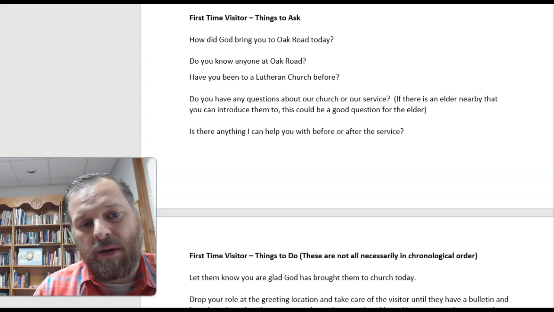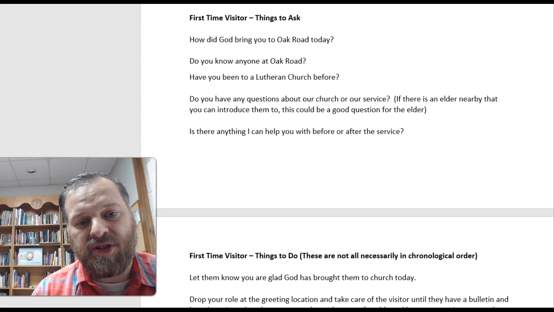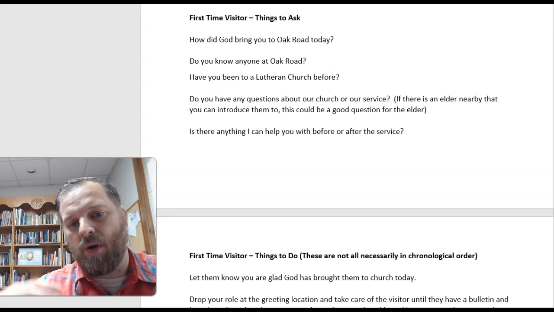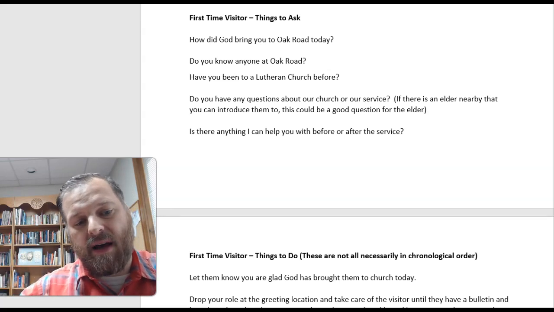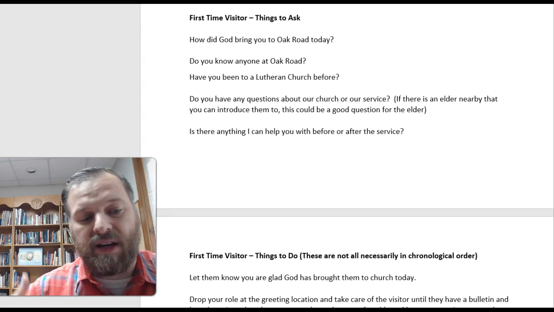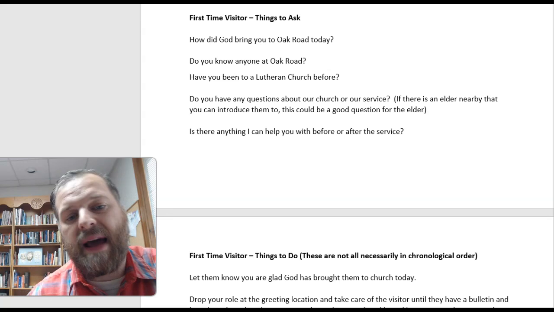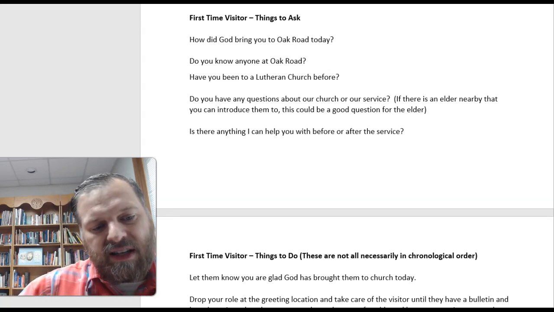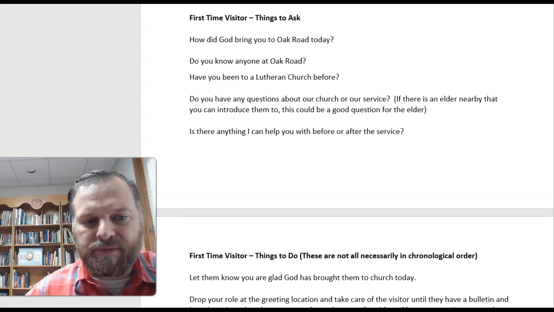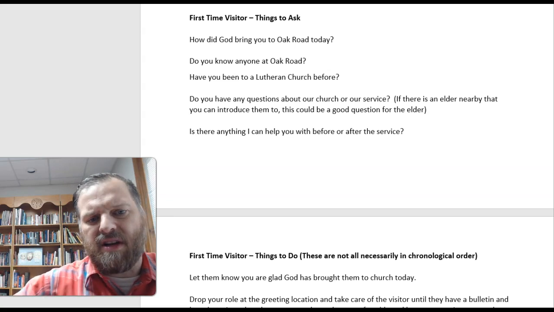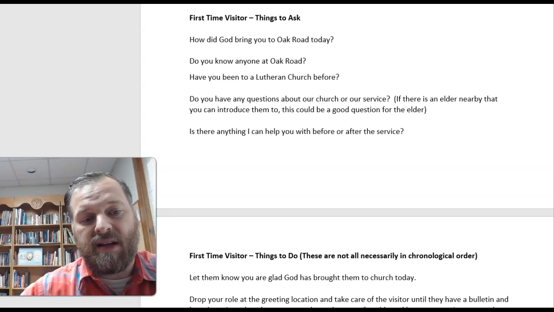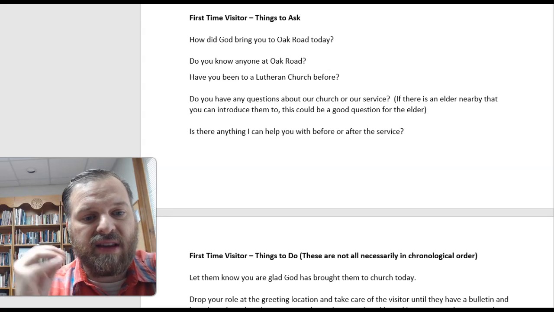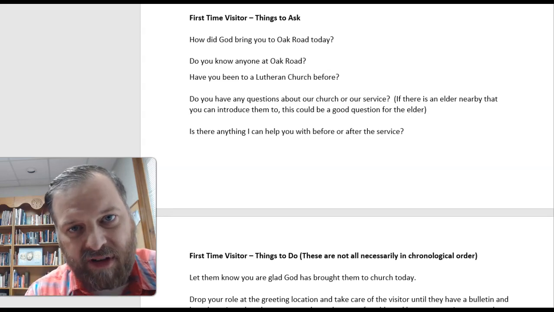If there's an elder nearby that you can introduce them to, this could be a good question for the elder. The elder assigned on duty for that service should be there 15 minutes early; that's something they're tasked with, so you can greet them. "Hey, I'd like for you to meet our elder today," introduce them, and ask if they have any questions about the service. That could be something the elder could then take them along and help them with. "Is there anything I can help you with before or after the service?"